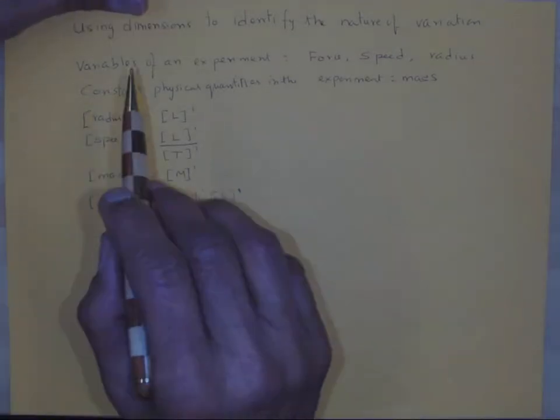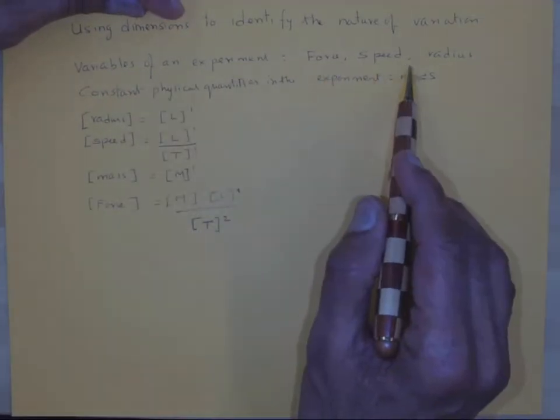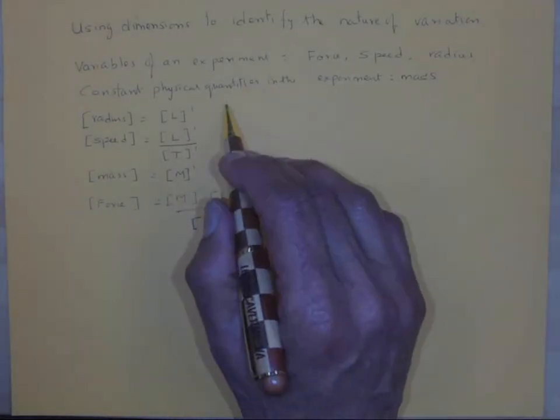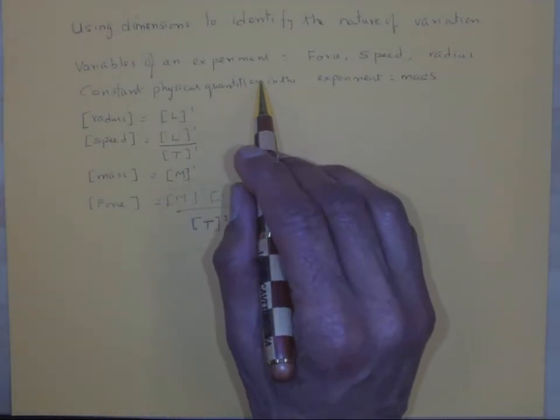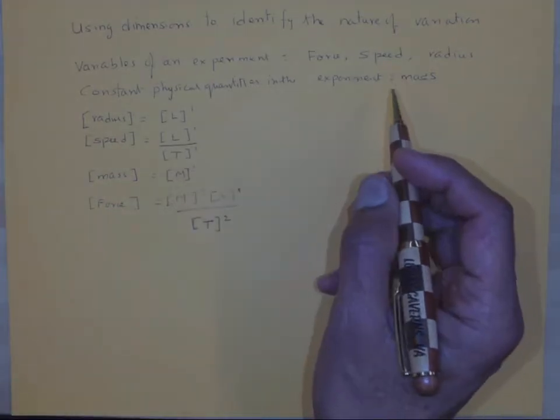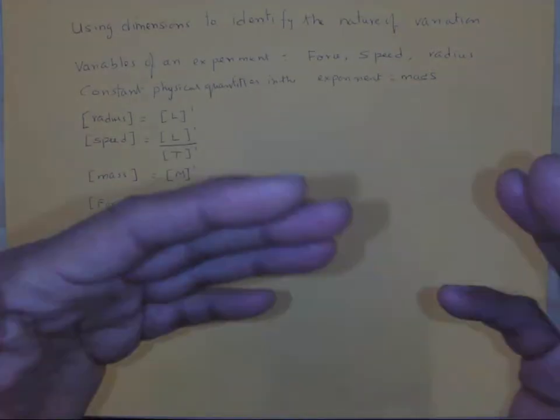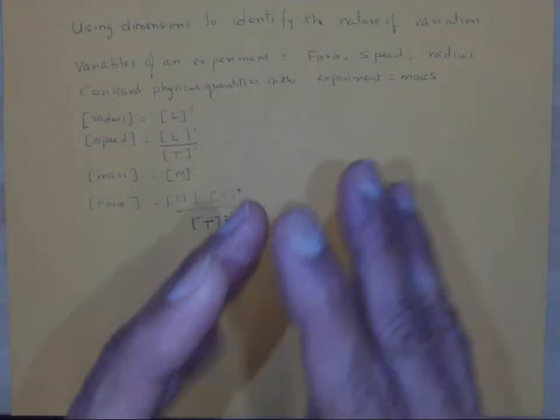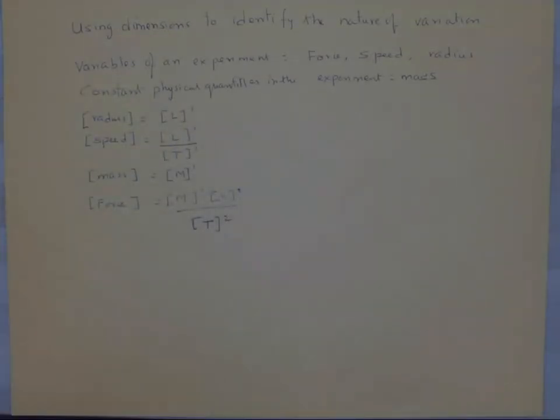Let us consider an experiment. The variables of the experiment are force, speed, and radius. Details of the experiment are not of significance now. The constant physical quantity in this experiment is mass. That means mass does feature in this experiment, but we are not changing it. So whatever it might be, we want to find a relationship between the variables and the constants in this experiment. We get some data, and possibly we have a reasonable understanding of what is increasing and what is decreasing.